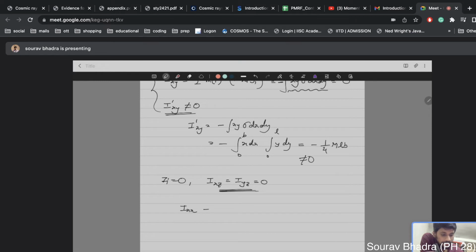Ixy depends on O, and depending on that O, you will get 0 or a non-zero value, but Ixz and Iyz are 0 always, whether you choose your O at the center or at the corner. So this is the important point.